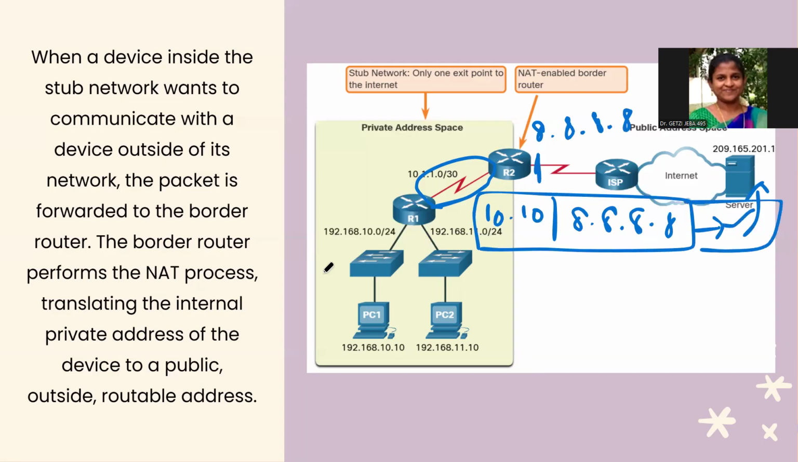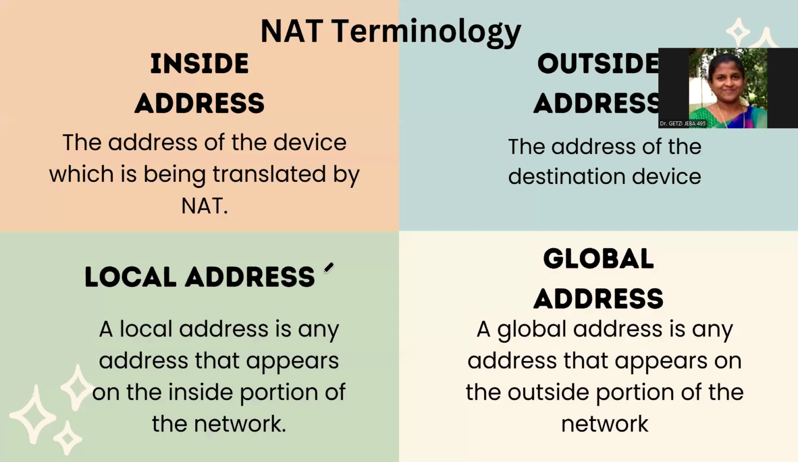So here is where the destination address is. This is the reply that I have received from 209.165. How should I translate it? I should translate it to 10.10. So the other side of the translation takes place when the packet comes inside. There is a translation when a packet goes outside, that is, your private IP is converted into a public IP. And when a packet comes in, the public IP is converted into a private IP and it is delivered to the destination. So this is what happens in a NAT.